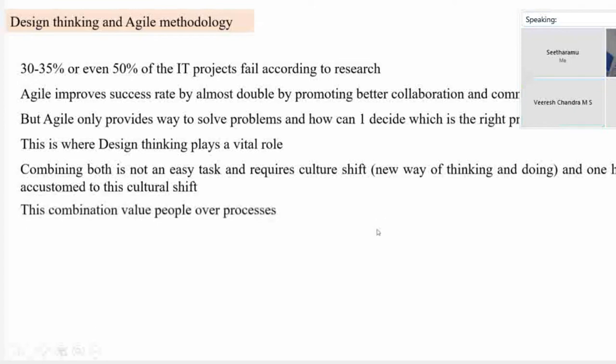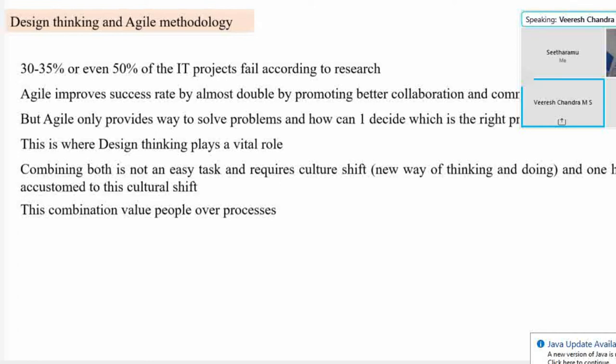So this combination normally values people over processes. I'm not giving any importance to the process here. Yes, processes are important, but I'm not giving more value to the processes here. I'm giving value to the people. So inside the IT industry, or even outside the industry, the customers, the users. One app, if it is released, is used by millions of users. So at the user end, we should think as the user. We should think about their problems. We should think what they really require. So this combination values people over the process.